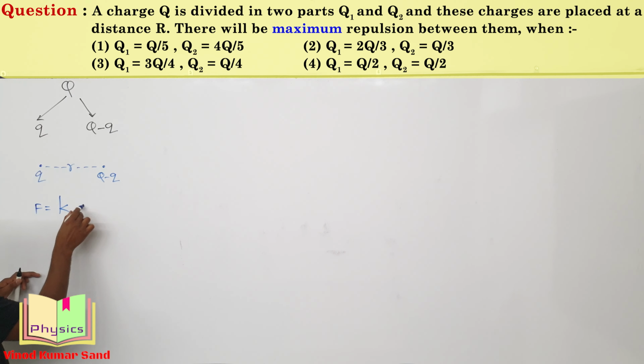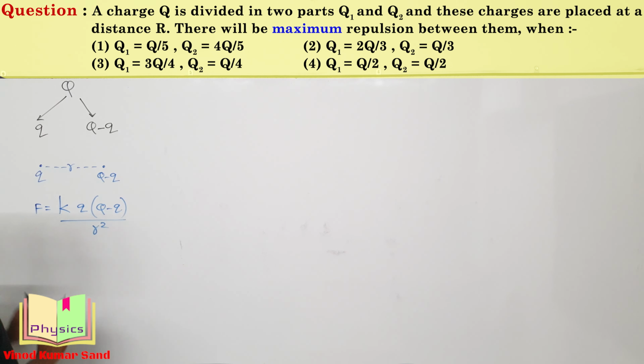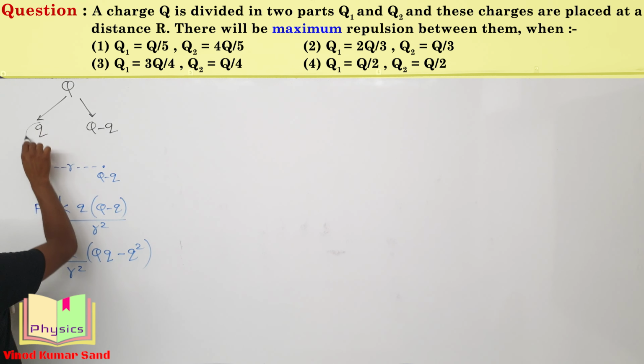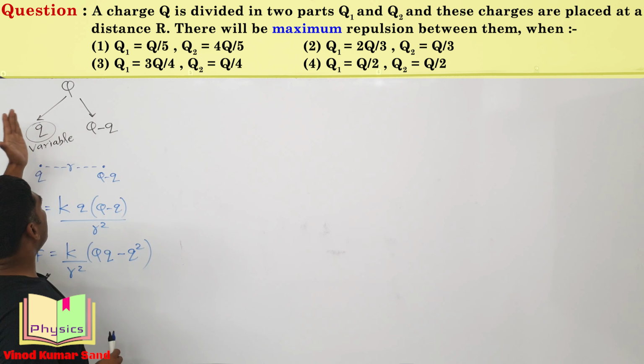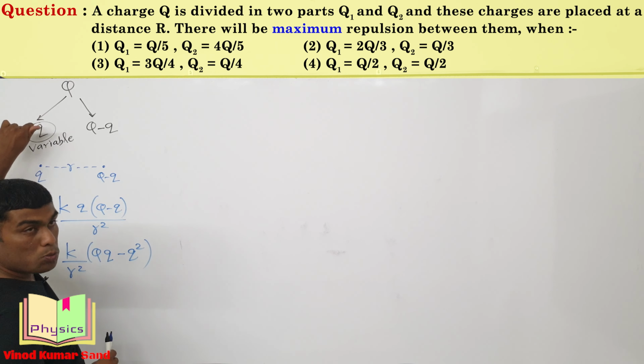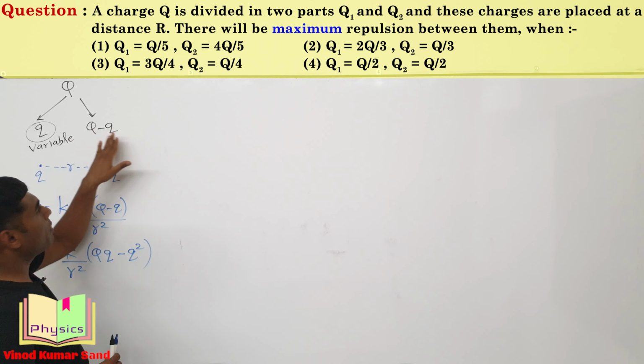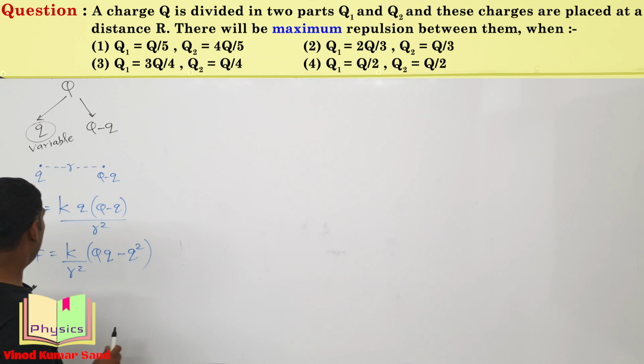It would be K small q (capital Q minus small q) divided by r square. Agree? This in turn can be written as K by r square (capital Q small q minus q square). Here the small q is a variable term. When we are taking the two parts of the charge, then we can take any value of small q. The remaining part will be capital Q minus small q.